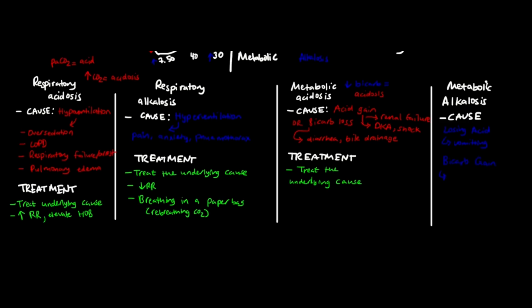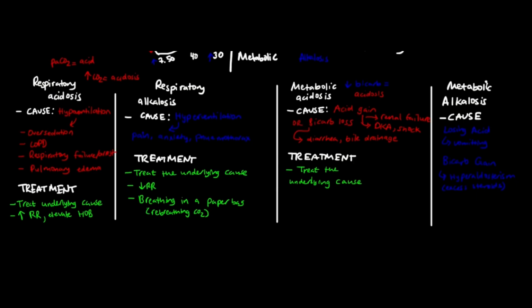And this can be due to things such as hyperaldosteronism, where you have excess steroids in the body. And there are some steroids in the body that increase the kidney's retention of bicarb. And that excess bicarb gain puts us in a state of metabolic alkalosis.